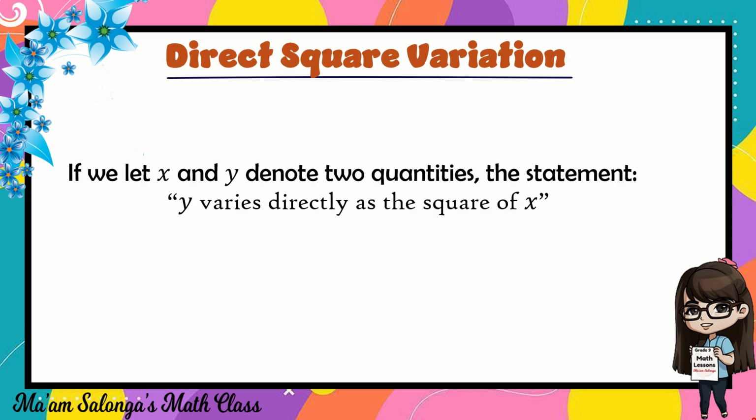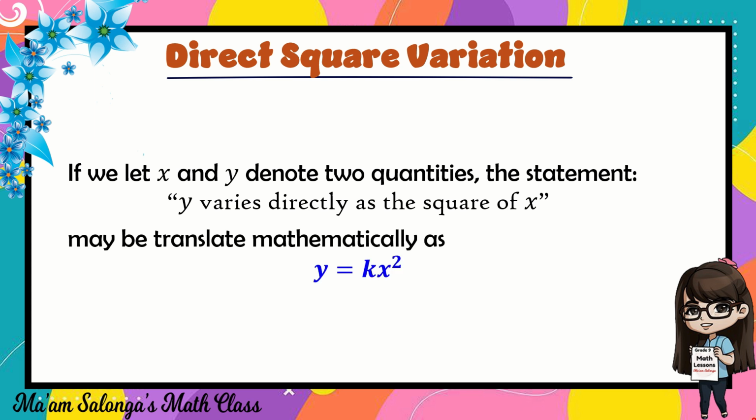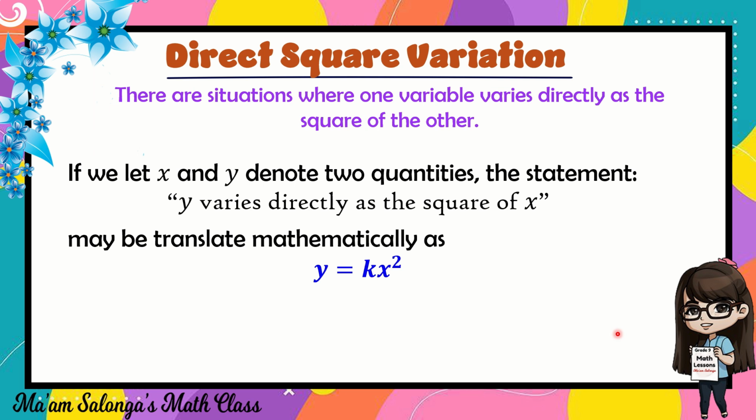In direct variation, if we let x and y denote two quantities, the statement y varies directly as the square of x may be translated mathematically as y equals kx squared. So take note of the word square. Pag may nakita kayong ganito, as the square of tapos variable, dapat ang kanyang exponent ay 2. So there are situations where one variable varies directly as the square of the other. To get the constant of variation in direct square variation, we will use k equals y over x squared.